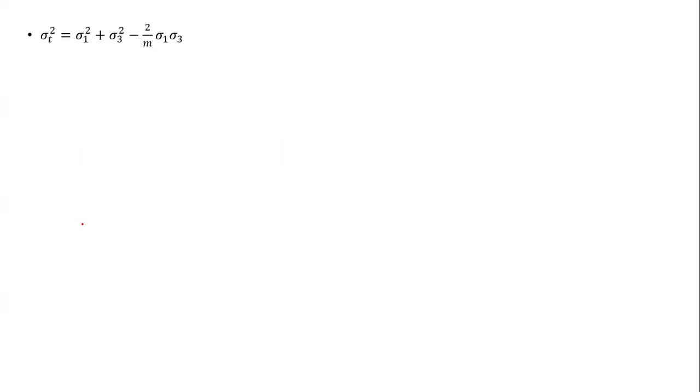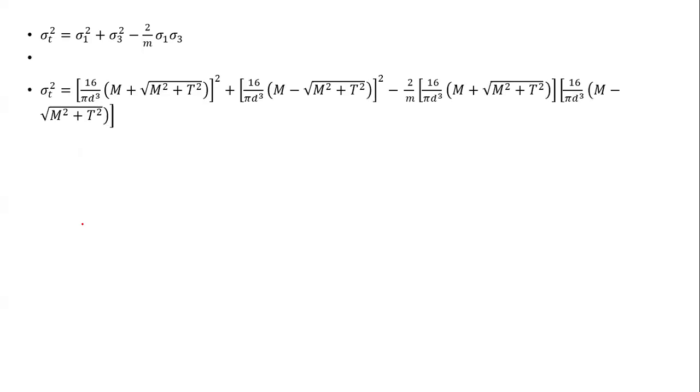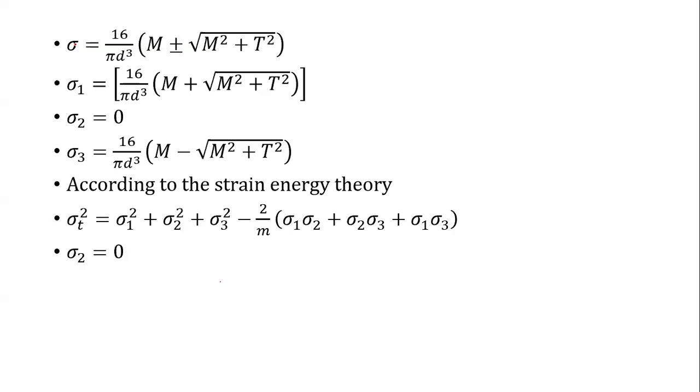Then we proceed to stress T squared. Stress T squared is equal to stress 1 squared plus stress 3 squared minus 2 over m, stress 1, stress 3. So next, we are going to substitute. Where we have stress 1, we will put this value, or rather this expression here. Stress 1 is this whole thing here.